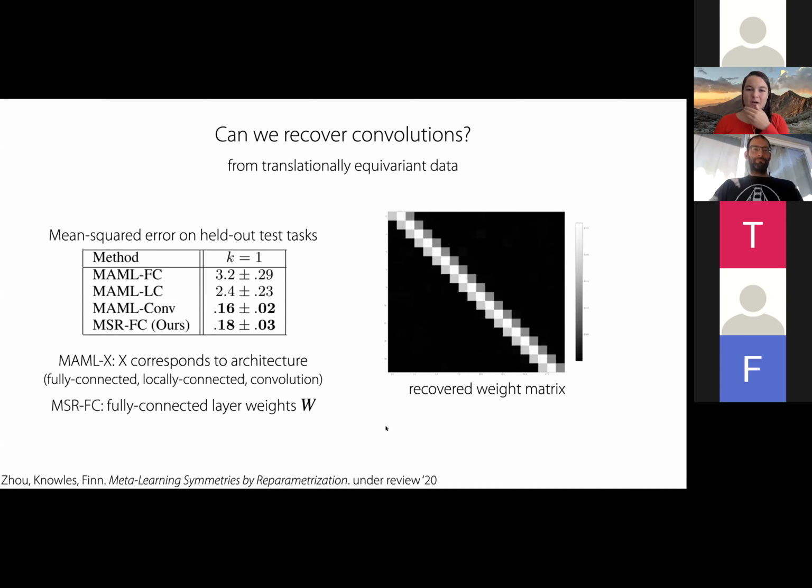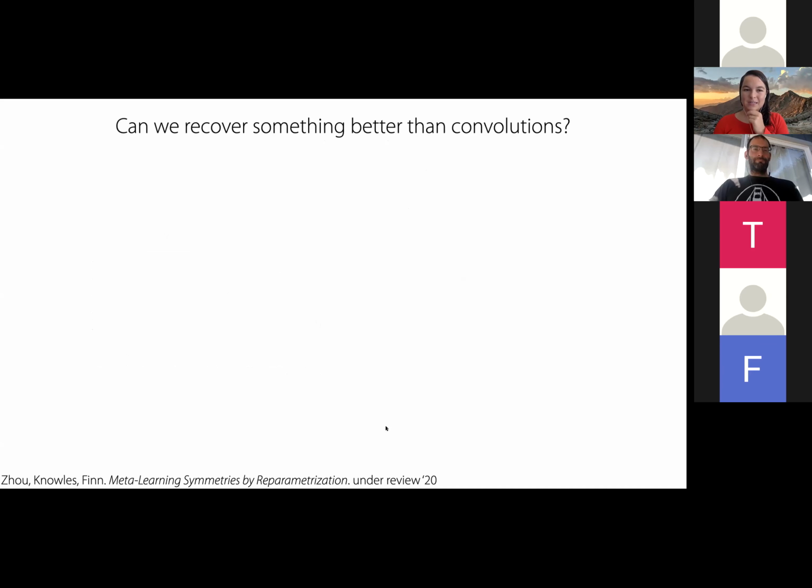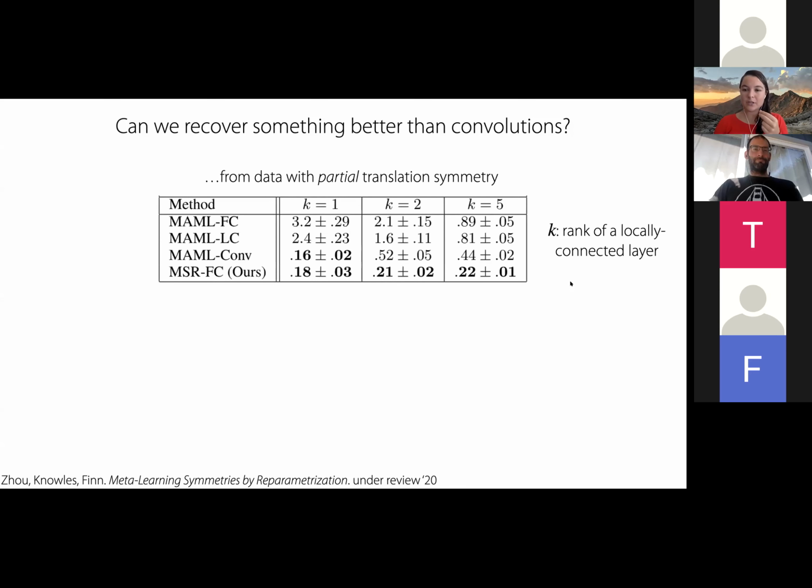Cool, so we're able to recover convolutions, or a 1D convolution, from 1D translationally equivariant data. Now, the second question we asked is, can we recover something better than convolutions if our data doesn't have full translational equivariance? So we looked at data with partial translation symmetry, in particular low-rank locally connected layers with rank 2 and rank 5, and we found that we were able to learn something better than assuming that the data was rank 1 convolution, which is what MAML with conv does.